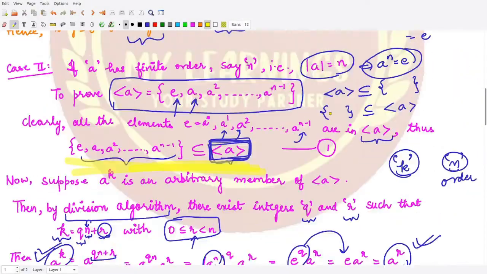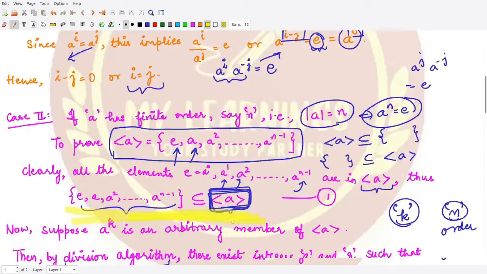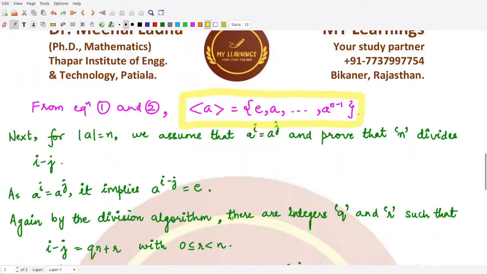This is the thing. So next, what we wanted to prove here, now we have proved that when a is having finite order, then this subgroup is equal to this set. Now we wanted to prove that for finite order, if we have a to the power i is equal to a to the power j, this would happen if and only if n divides i minus j. So this is what we wanted to prove in this particular case. Correct? So let's proceed and see this thing.